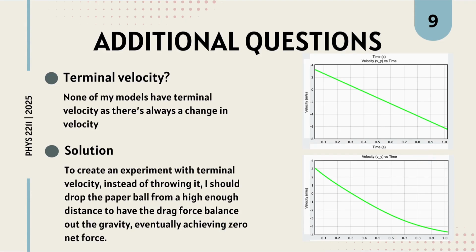Some additional questions. Does my model have a terminal velocity? The answer is no. As we can see here, this graph is the one without drag force, and this is the one with drag force. Both of them have a change in velocity, so none of them is at terminal velocity. To create an experiment with terminal velocity, instead of throwing the ball, I should drop the ball from a high enough distance for the drag force to balance out the gravity, eventually achieving a zero net force, which is a requirement for terminal velocity.